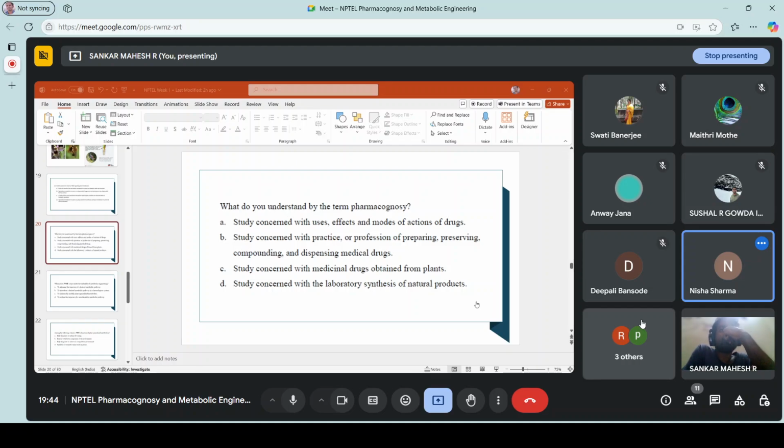And in pharmacognosy, do we synthesize the products or extract the products? So I think option B will be correct. We do the extraction process in pharmacognosy. So we don't do laboratory synthesis, at least to start with. So option D is also wrong.